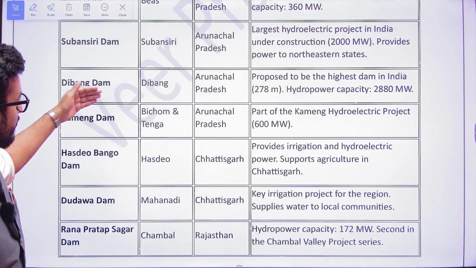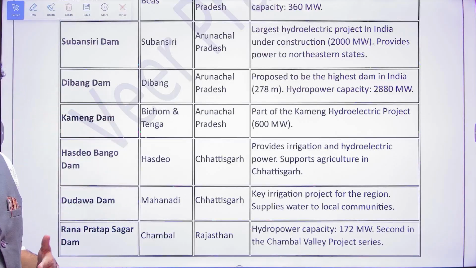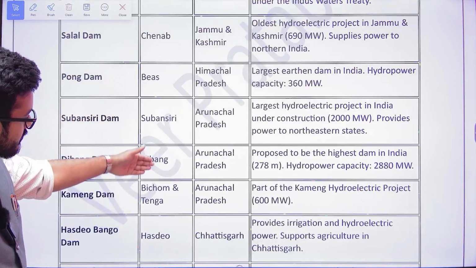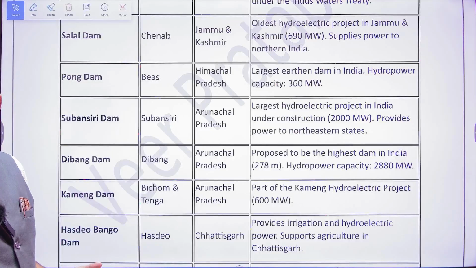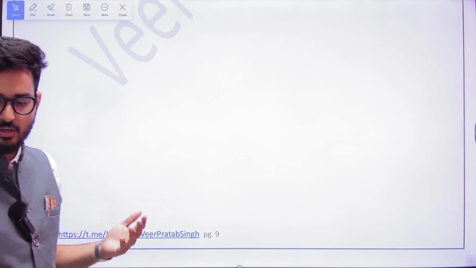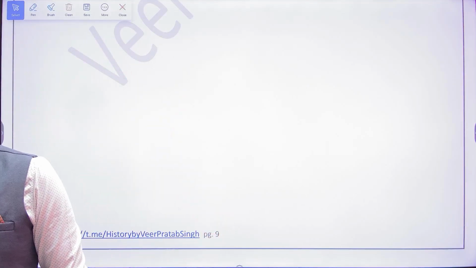Then, which dams are on which particular rivers also becomes very important. The examination can ask you in a match the following format. So that is another scenario. Just take a glimpse of these dams in 2 minutes, and then we shall continue ahead.